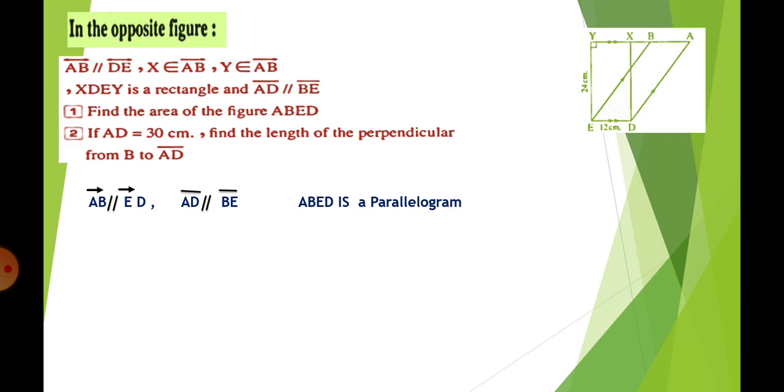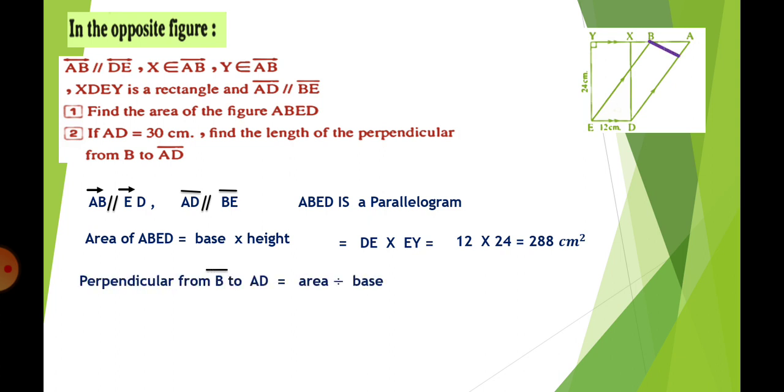Area of parallelogram equals base times height. This base is 12 and the height is 24. Then the area equals 12 times 24 equals 288 centimeter squared. Number 2, if AD equals 30, then find the length of the perpendicular from B to AD. The perpendicular is the height. The perpendicular from B to AD equals area divided by base. Area 288 divided by 30 equals 9.6 centimeter.